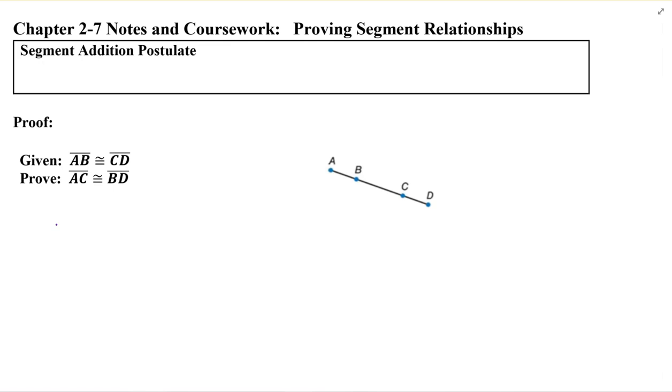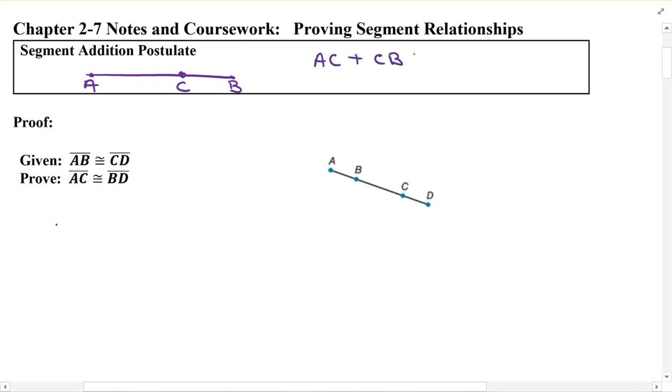What the segment addition postulate tells us is that if we have a segment, let's look at segment AB, and if C is between A and B, and between means it lies on that segment, say this is point C, then we know that AC plus CB equals AB. So the measurement of AC, which is a number, plus the measurement of CB, which is a number, equals the measurement of AB, which is also a number.